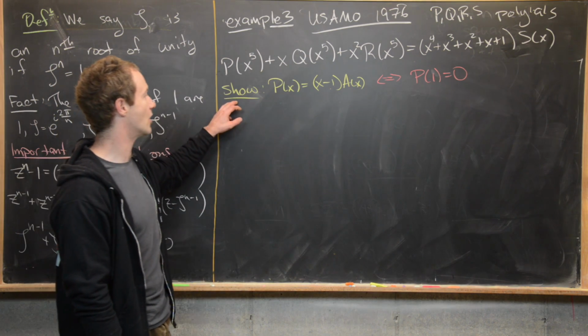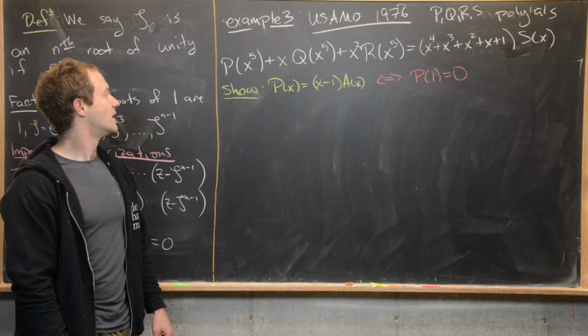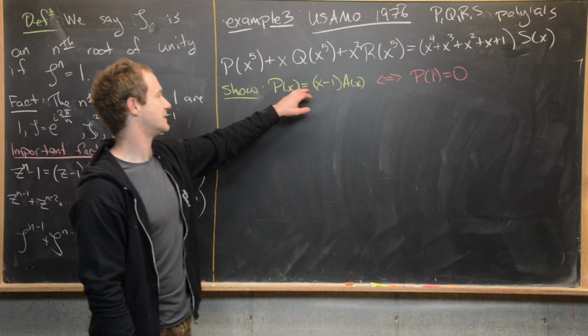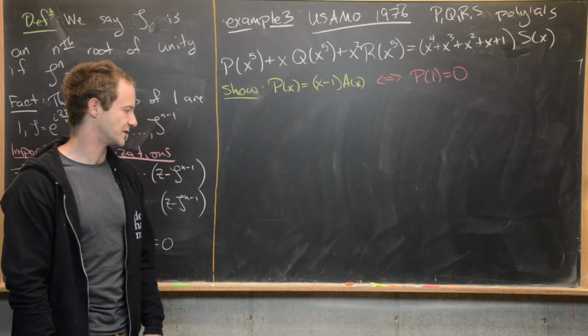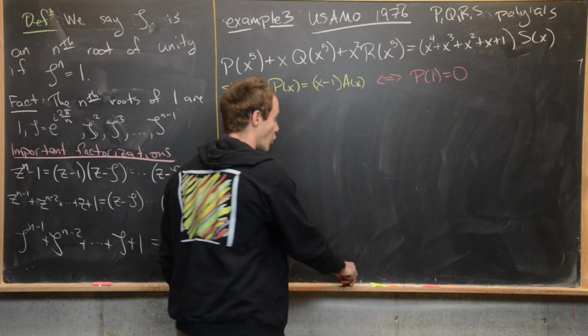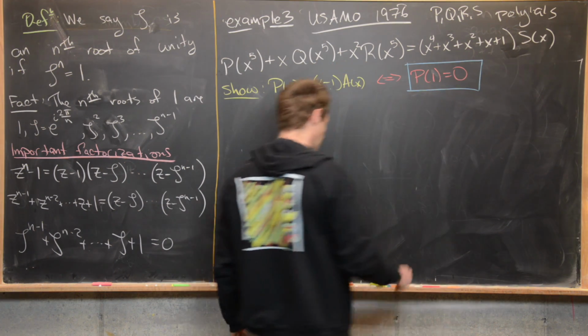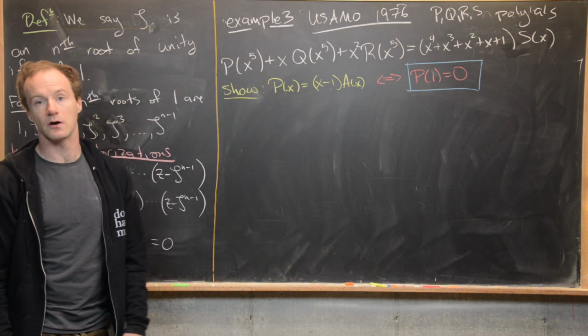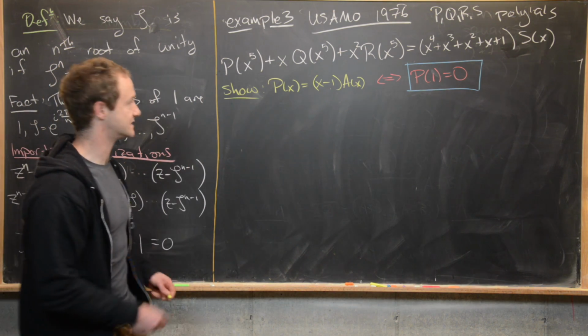And what we want to show is that x minus 1 is a factor of p of x. In other words, p of x can be written as x minus 1 times a of x, where a of x is another polynomial. But that is equivalent to the following statement, that p evaluated at 1 is 0. And that's exactly what we're going to show, that p evaluated at 1 is 0.